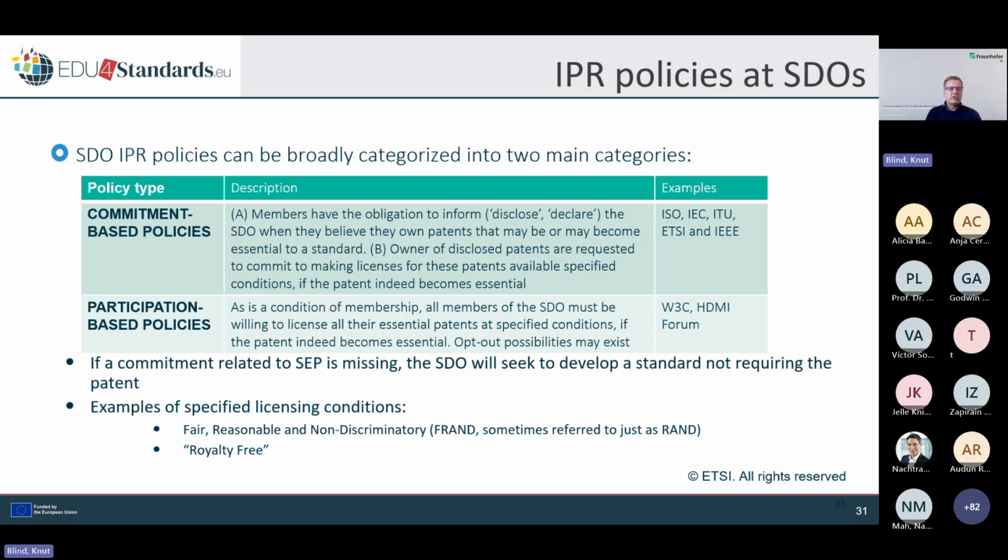The licensing conditions I already explained. FRAND means fair, reasonable, and non-discriminatory. There are also options to go for royalty-free. That means if you are getting involved, you might also be asked to give the patents away for free. This is in rare cases, but there are bodies which require this.